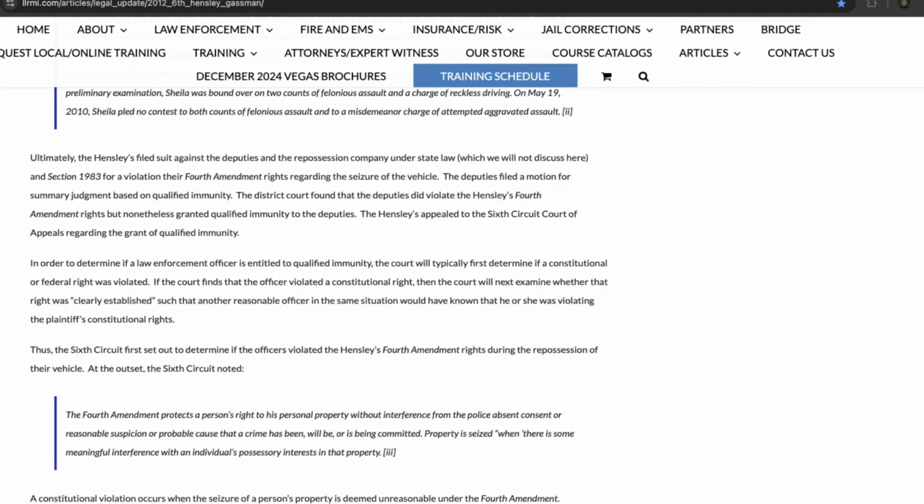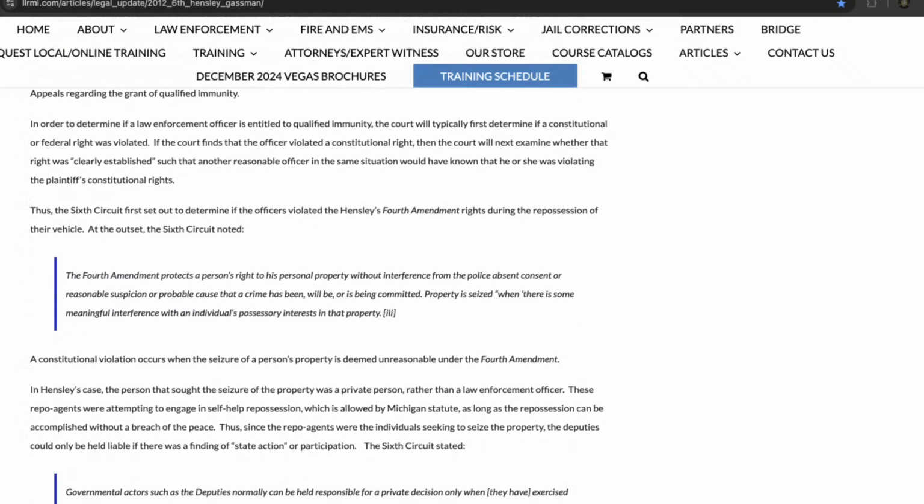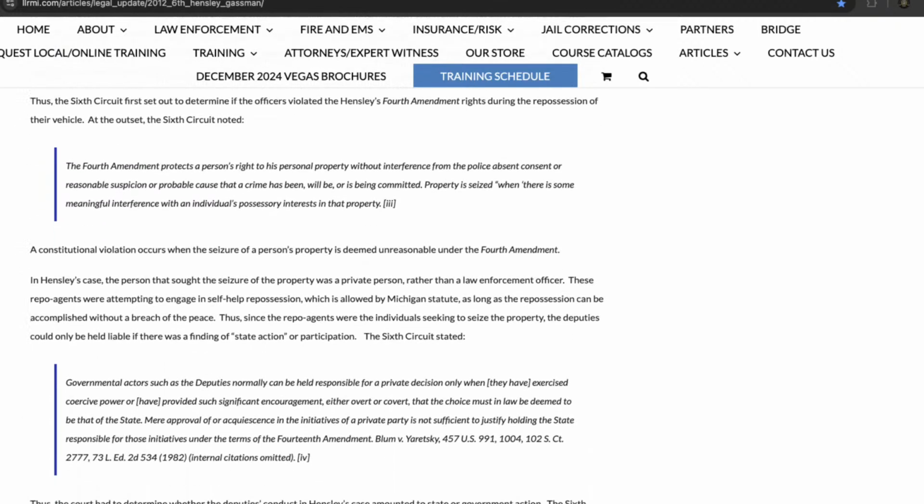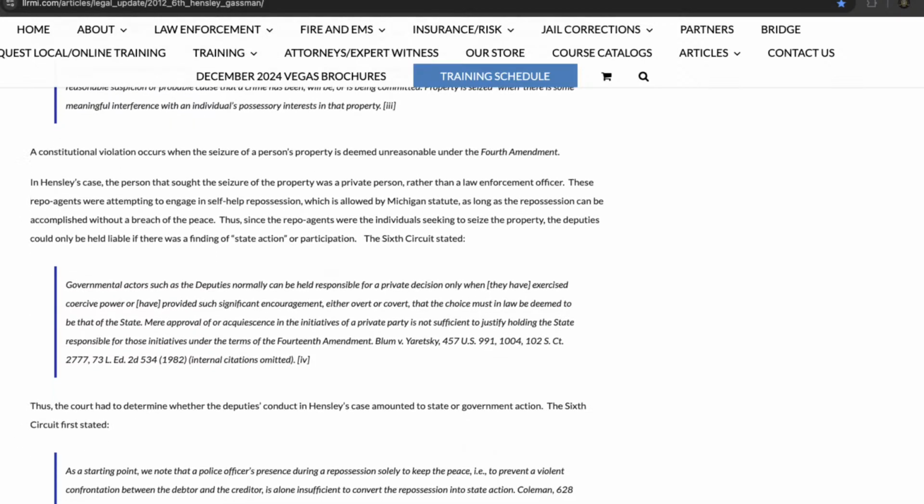Thus, the Sixth Circuit can first set out to determine if the officers violated the Hensleys' Fourth Amendment rights during the repossession of their vehicle. At the outset, the Sixth Circuit noted the Fourth Amendment protects a person's right to his personal property without interference from the police, absent consent or reasonable suspicion or probable cause that a crime has been committed, will be, or is being committed. Property is seized when there is some meaningful interference with an individual's possessory interest in that property. A constitutional violation occurs when the seizure of the person's property is deemed unreasonable under the Fourth Amendment.